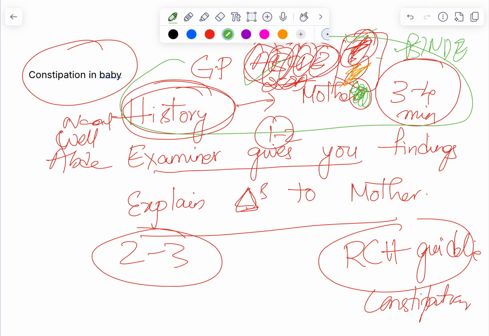Then when you ask the examiner, because you already took great history, examiner is going to give you everything, then you know that it's a case of diagnosis of constipation. So you explain that to the mother in simple terminology, no jargon again. That's where you lose marks, when you use too much jargon. And I advise you to follow the RCH guidelines for constipation, because that is the best one. It's a free one, you don't have to do anything. And I will see you in the next scenario.